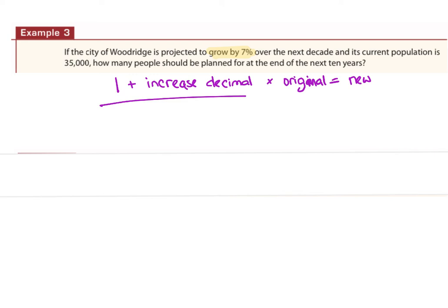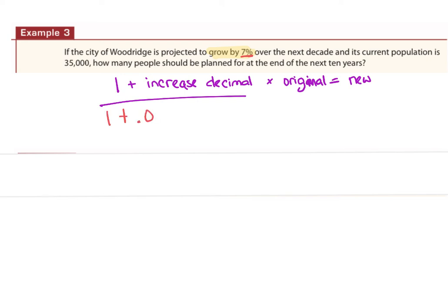Why do you have to do that? Because if you're trying to find out what the new amount will be, not only do you have to have the increase, which is the 7%, but you also have to have the original amount, which is the 1, all right? So you have all of your original people plus 7% of that original amount. And so you do the 1 plus that, and you multiply by your original, and that will give you your new. So what is 7% in decimal form then?